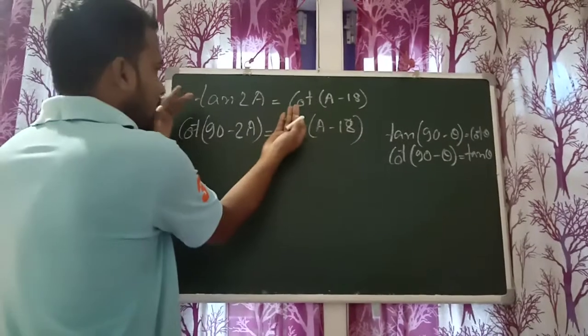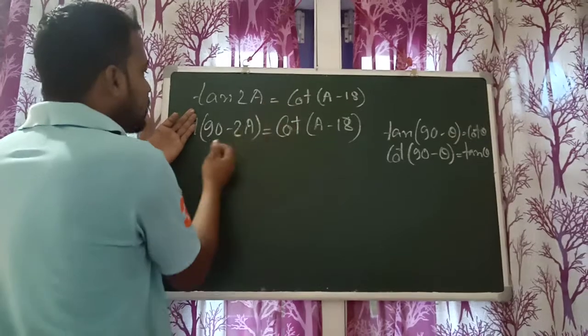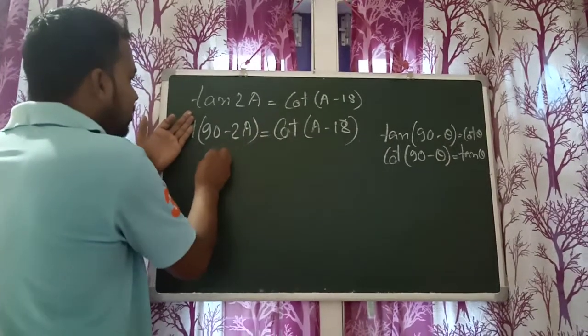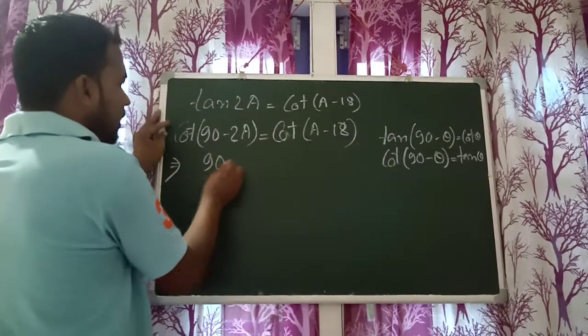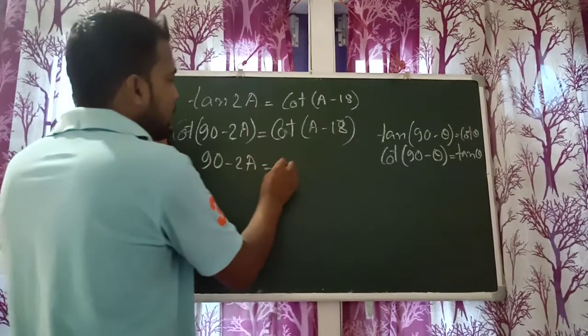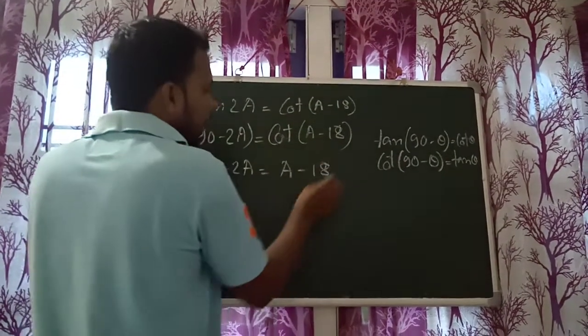Now see, here is also cot, here is also cot. We can cut it. No need to cut, just think we can cut it. Then if you cut this one, what will be left? It implies 90 minus 2a is equal to a minus 18.